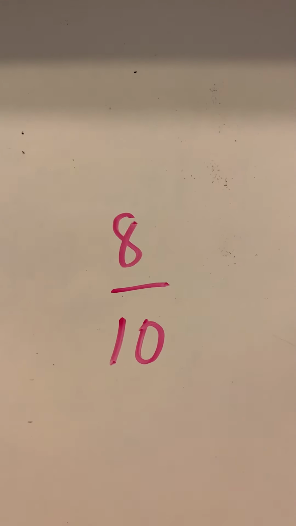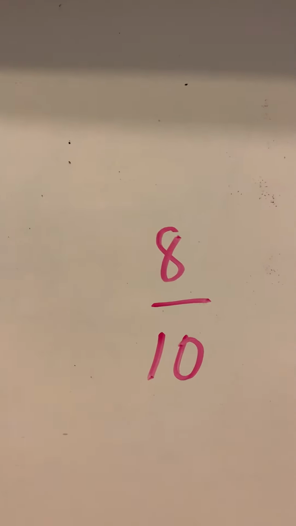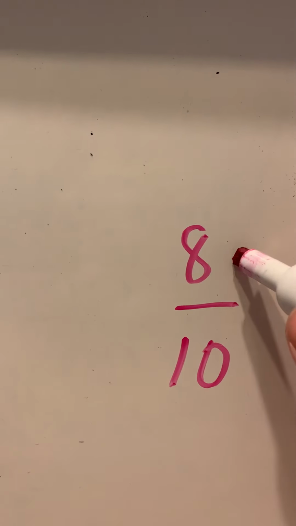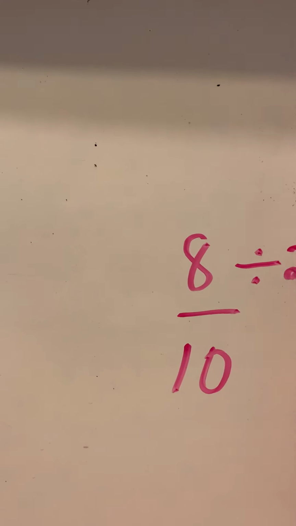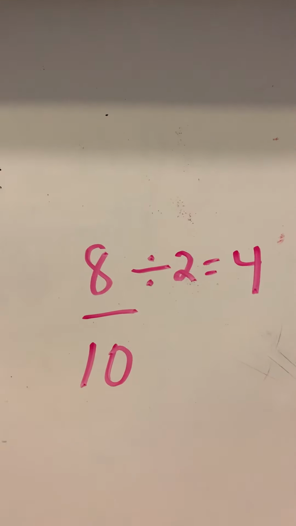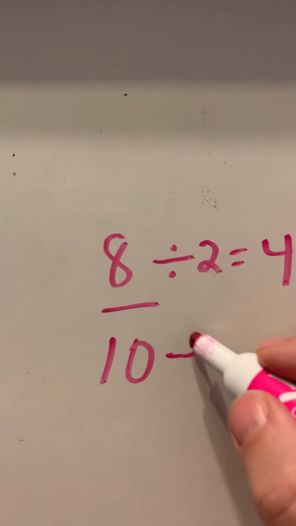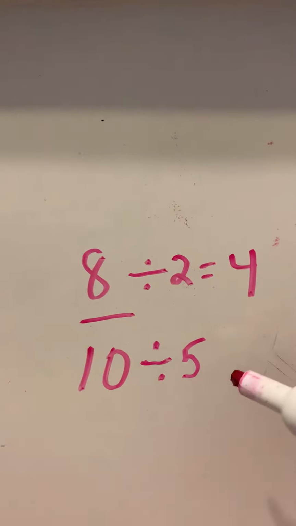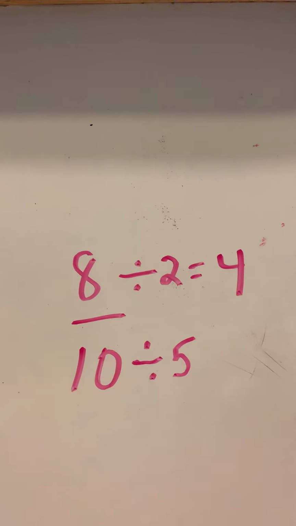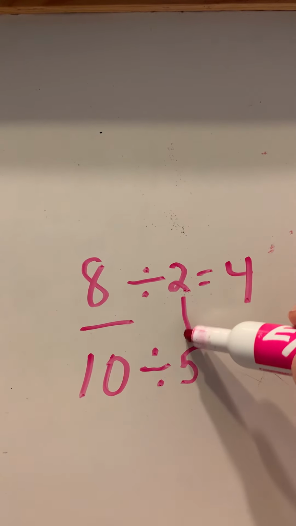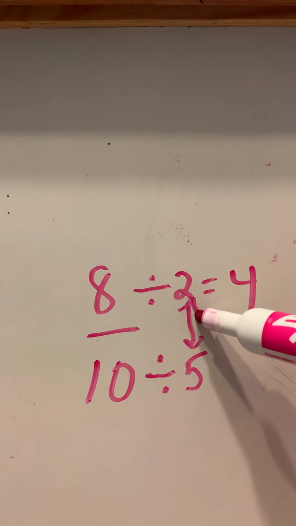You did 8/10, and what you did is you found that 2 went into this one. That was good. And you made that a 4. You said, how many 2's go into 8? 4. And then down here, you said 5 could go into it. Now, that's smart. 5 can go into that. But these two have to match. They have to be matched.